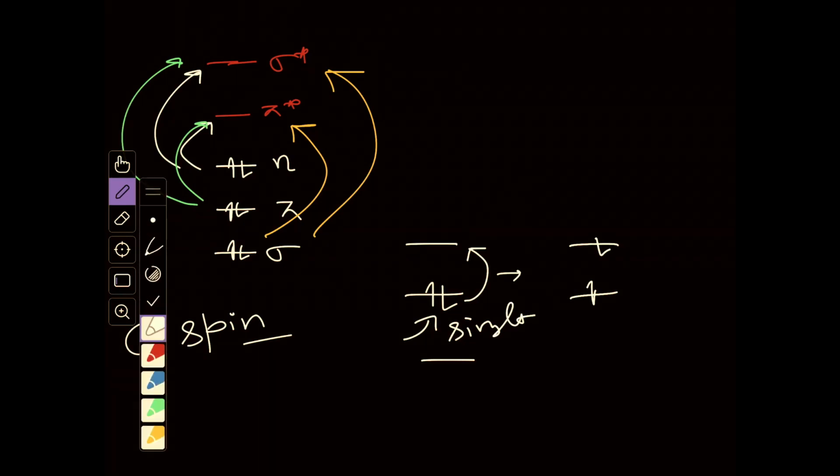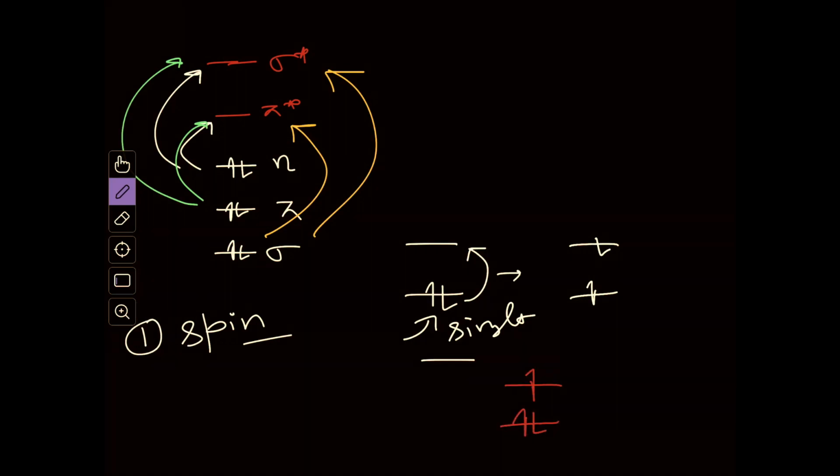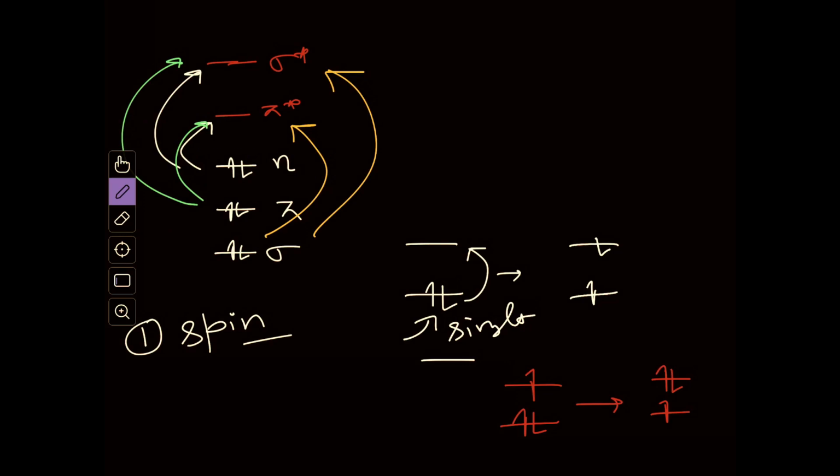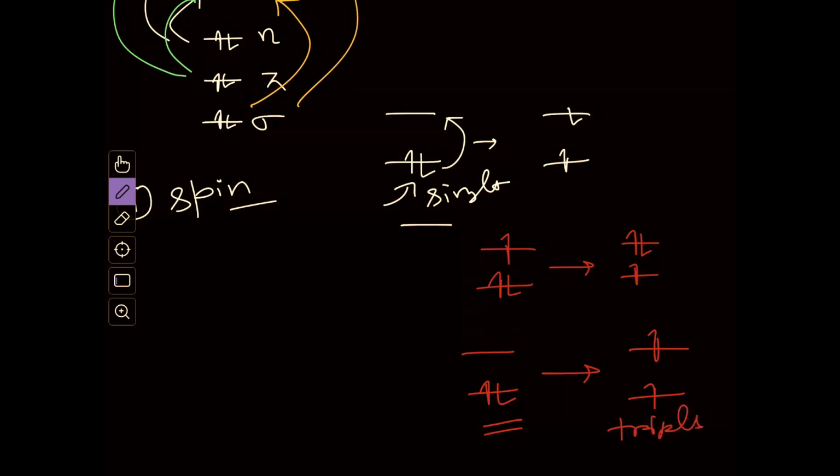Let's say you have two orbitals where this orbital is already filled with an electron, and now you have a transition like this, so this is also allowed. But you can have another kind of transition where this is filled, this is unfilled, and after the transition you get this arrangement. Now you can see previously it was singlet, but now it is triplet. That means you are changing the overall multiplicity or overall spin of the system. If you change the overall spin of the system, that transition will not be allowed. So this is called the spin selection rule.